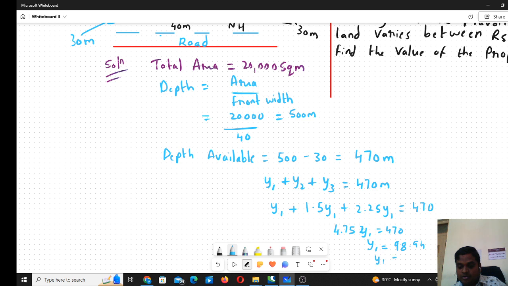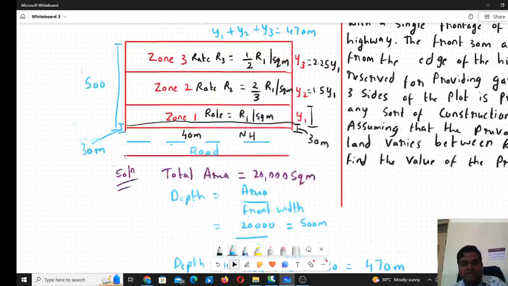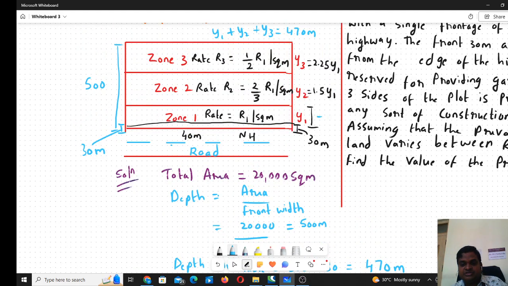So I will round it up to 100 meter. Now my y1 is 100 meter. So this portion is 100 meter. Therefore 1.5 into y1 means this becomes 150. Now in total 470, I need to subtract this 100 and 150. So y3 will be 220, right? So this formula I need not apply. 470 minus 250 comes out to be 220.